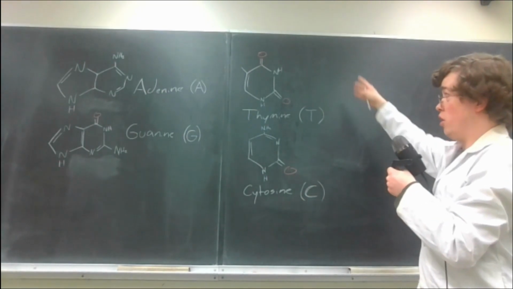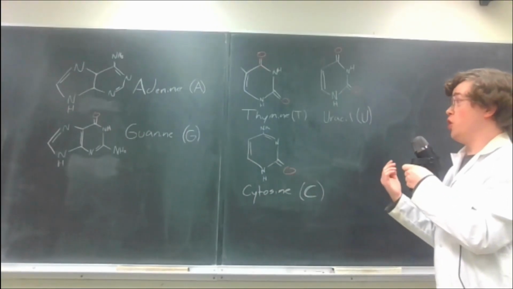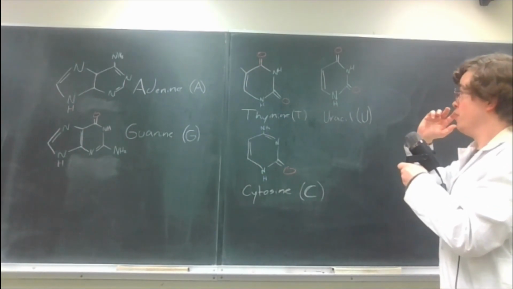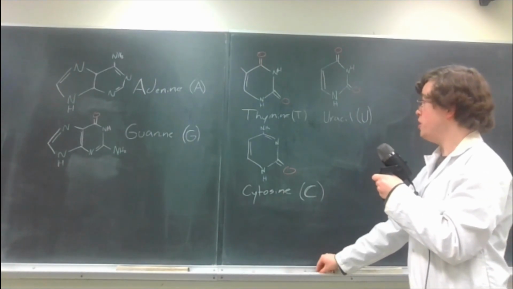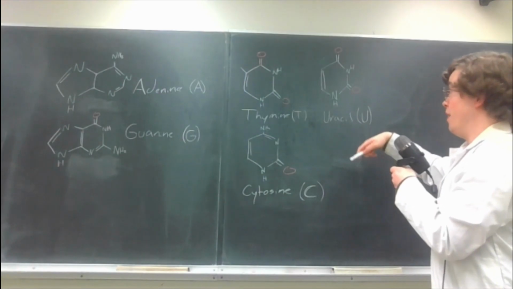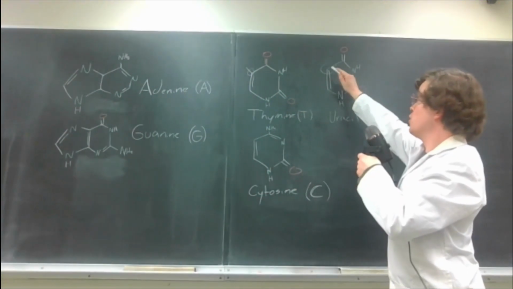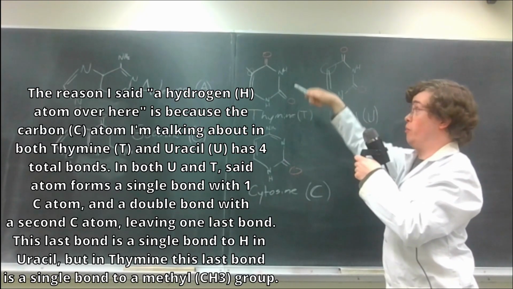I'm going to quickly draw the structure of uracil so that you can compare it with thymine. What you'll notice about the structures of thymine compared to uracil is that, for all intents and purposes, they're almost identical. There is only one difference between the structure of thymine and the structure of uracil, and that is this carbon atom right here. In uracil, this carbon atom is basically only attached to a hydrogen atom over here.